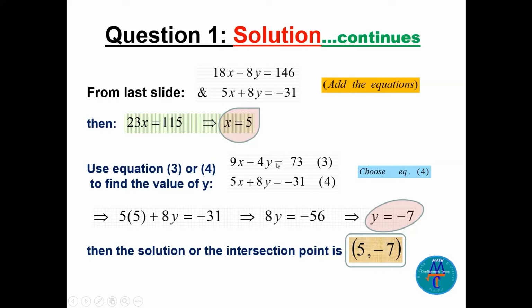Now you can choose equation 3 or 4. Easy. The easy one, I can choose equation 4. Replace x by 5. So we put here 5 times 5 plus 8y is equal minus 31. Simplify, you get y equals minus 7. So the point of intersection or the solution will be 5 and minus 7.